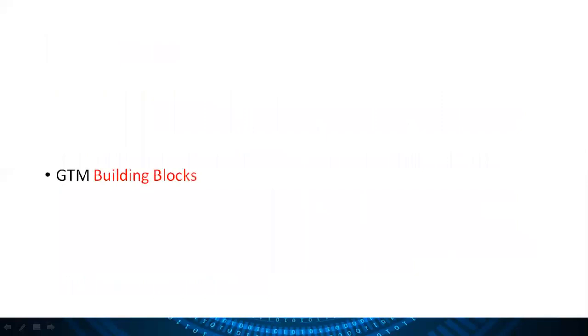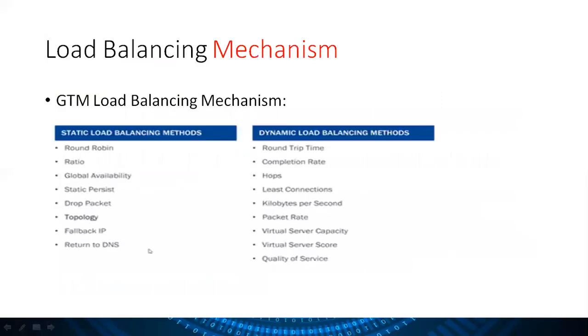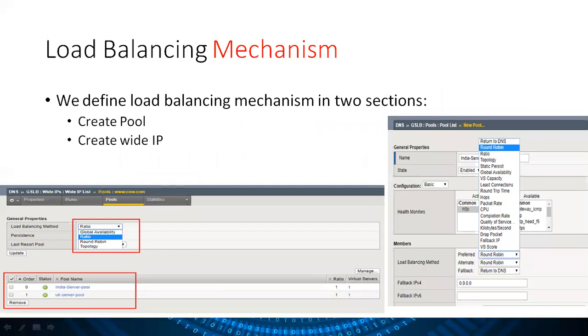So let's first start with GTM. GTM provides lots of load balancing mechanisms, as we can see on the slide. If we log in to the F5 GTM, I will eventually show you a quick demo connecting to my GTM in my lab, and show you how these are configured. We can see lots of load balancing mechanisms: global availability, ratio, round robin, and topology at the wide IP level. And at the pool level, we can also see lots of load balancing mechanisms.